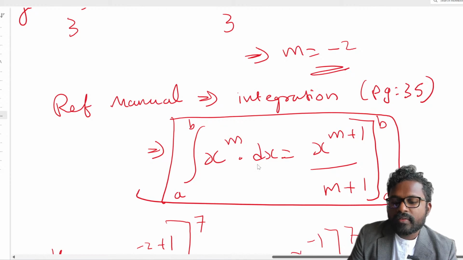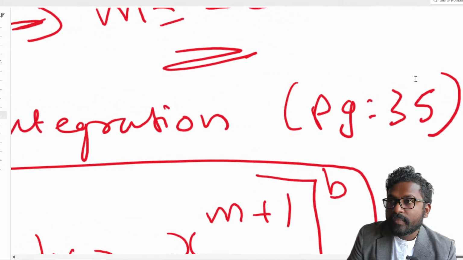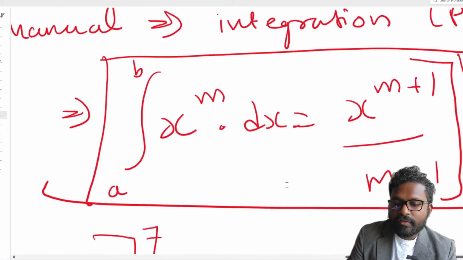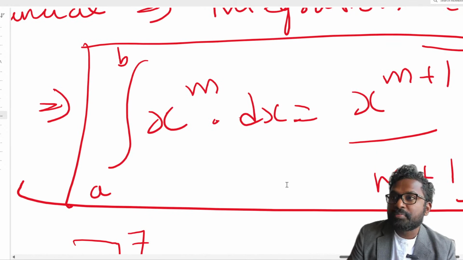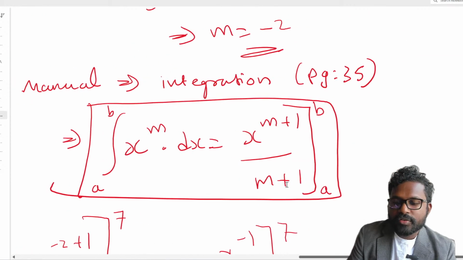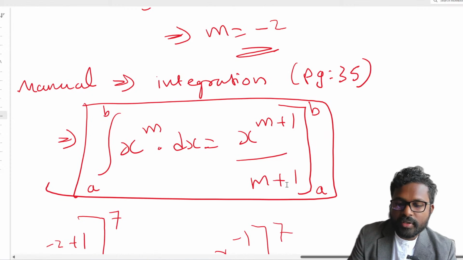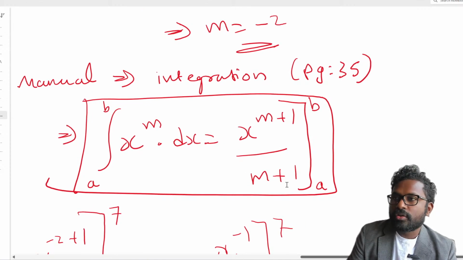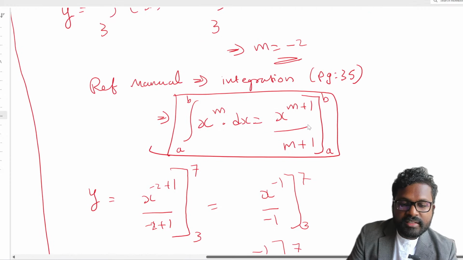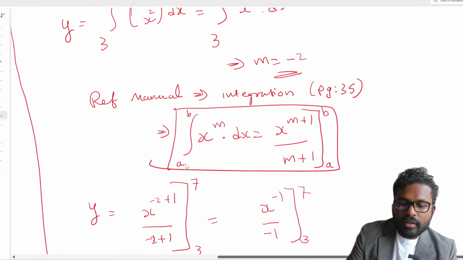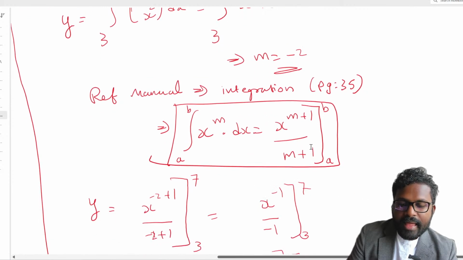This formula, guys, you just simply go to your mathematics section, integrals, or Control F, integrals, in the formulas. You'll find it on page number 35, equation number 5: integral of x power m dx is equal to x power m plus 1 by m plus 1. Make sure you write down this formula and substitute your m, lower limit a and upper limit b values into this equation.